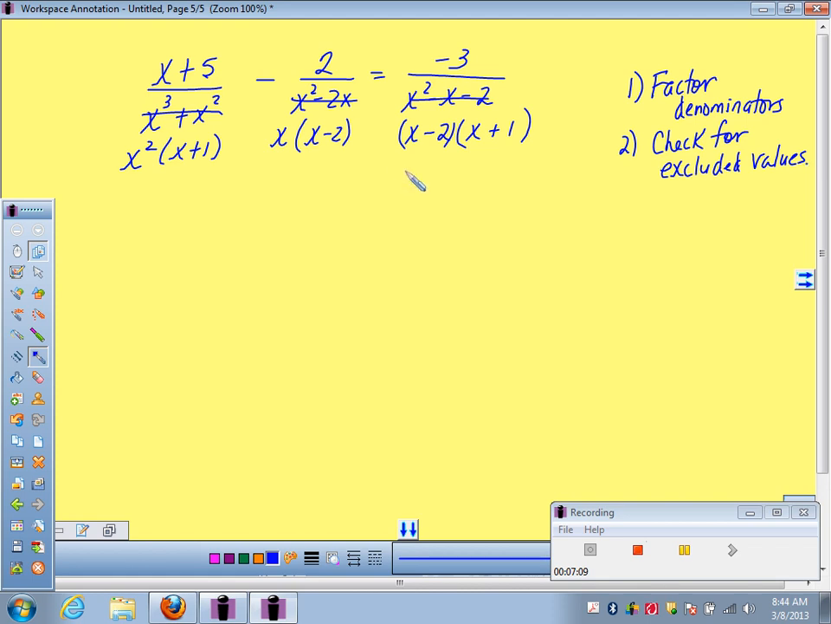No, because I need a minus in the middle, so I need a negative 2x and a positive 1. Yeah. So I guess I could make that show up a little better there. That is a minus. Okay.